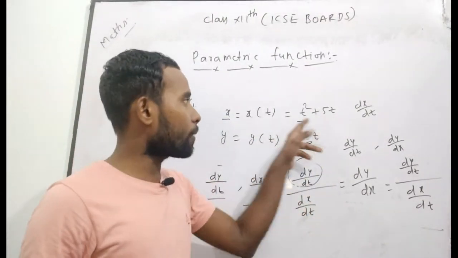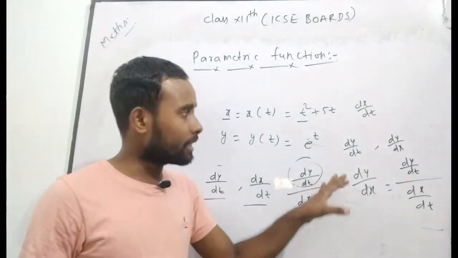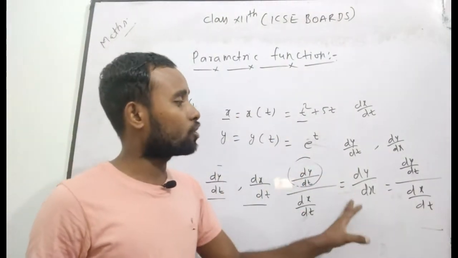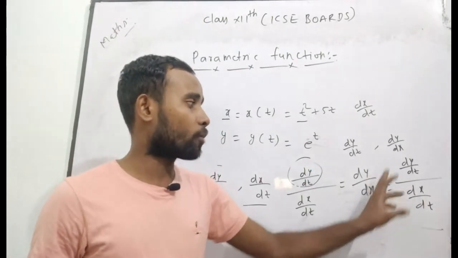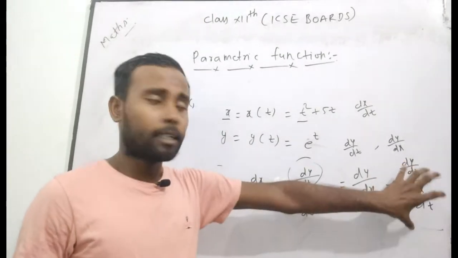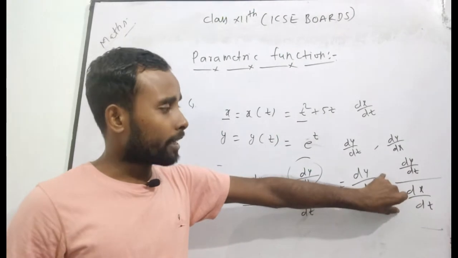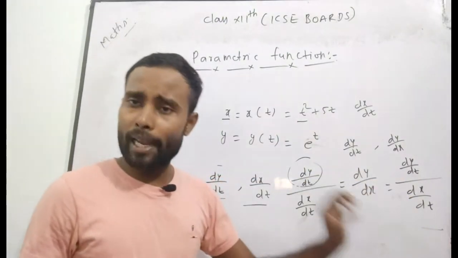So x is a function of t as well as y is also a function of t, and from it you can find dy dx so easily. First we find dy dt, again find dx dt, and take as usual the ratio of it, and finally you will get dy dx.